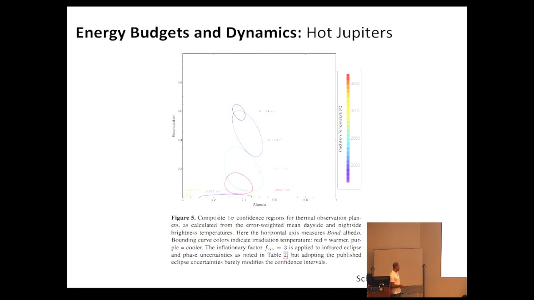This is a plot from one of Nick Cowan's students from last year showing the confidence interval on the deduction of the albedo and recirculation for a few of these hot Jupiters that have been observed with phase curves. Here's WASP-43, which we've done spectroscopic observations for, so we're probably a little more robust than the others, but there is good quality data with Spitzer photometry on a few of the other planets.